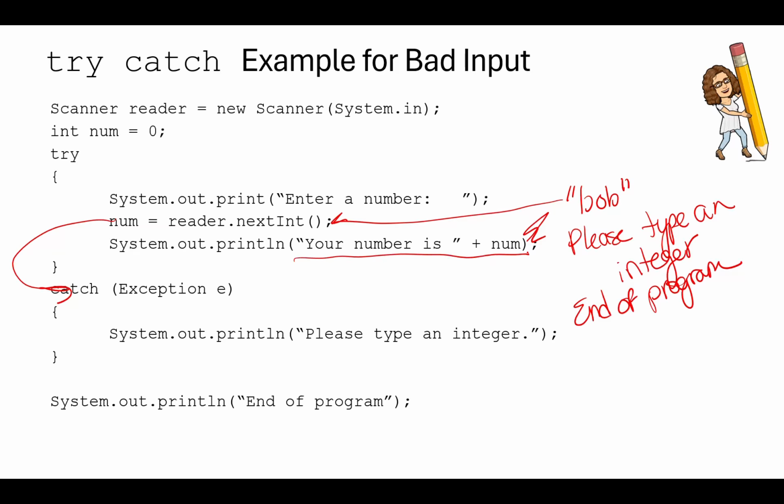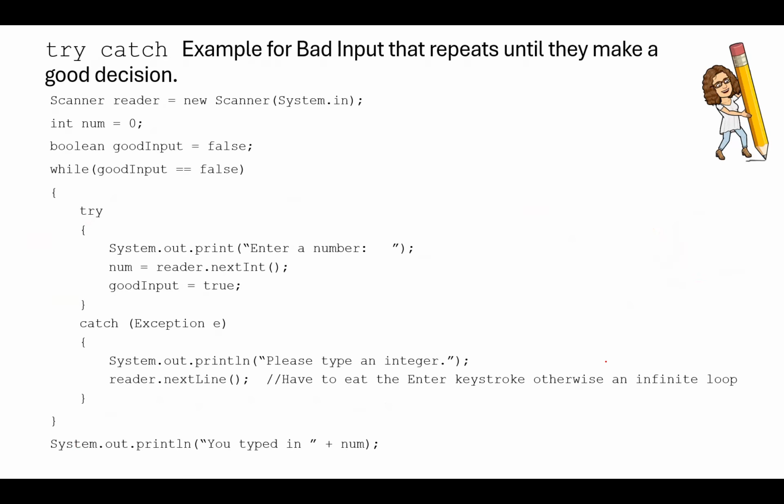Now, here's the problem with this. Yes, this prevented the program from crashing, but if I had to use that input down here inside my statements outside this try catch, I can't use it, right? It's not going to work for us. So what if I made this try catch repeat itself over and over and over? So a try catch example for bad input that repeats until they make a good decision. So this is basically forcing the user to make a good decision. Please type in something that makes sense.